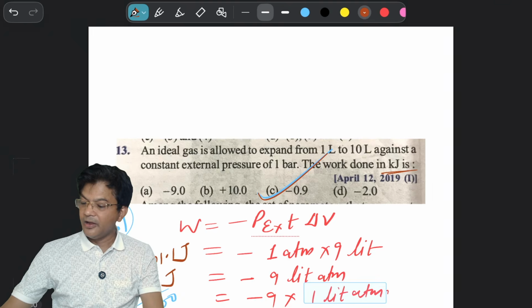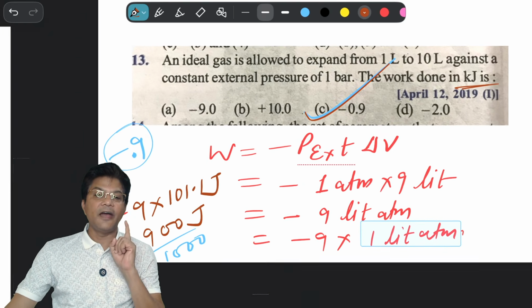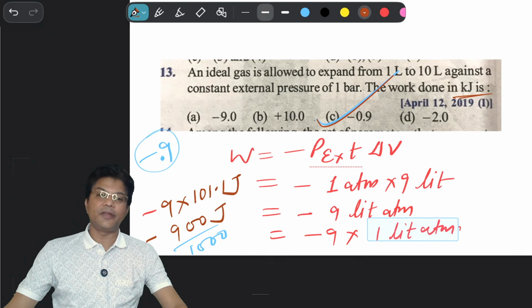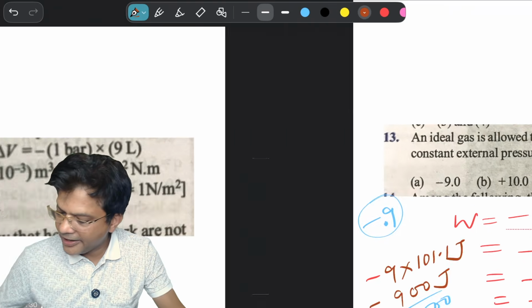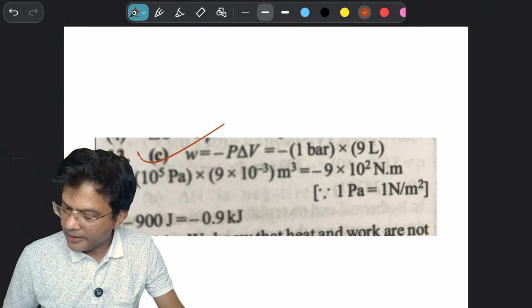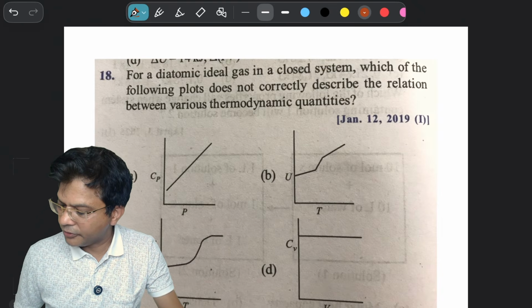I hope that everyone got it. Everyone is able to understand, right? Now let's check it out. Answer is C. Now another question on your screen.